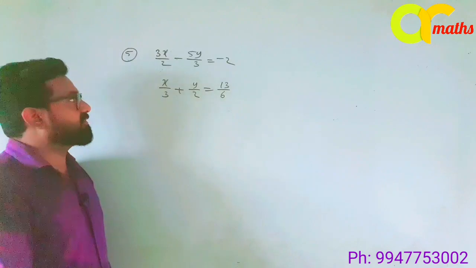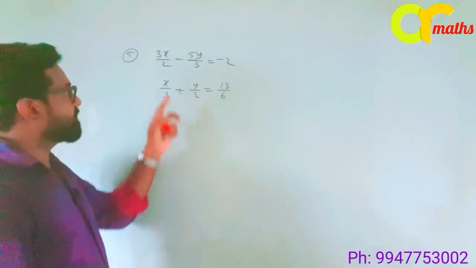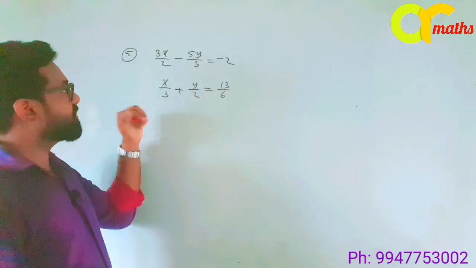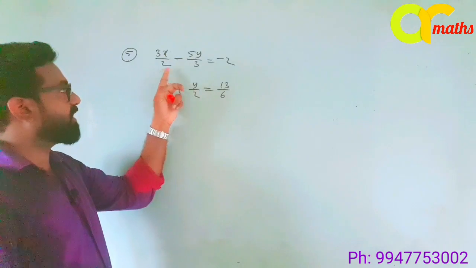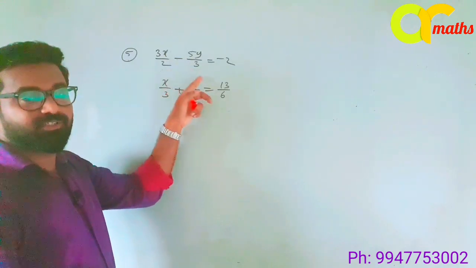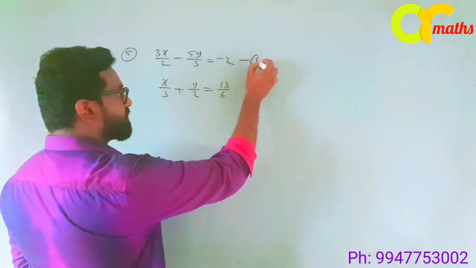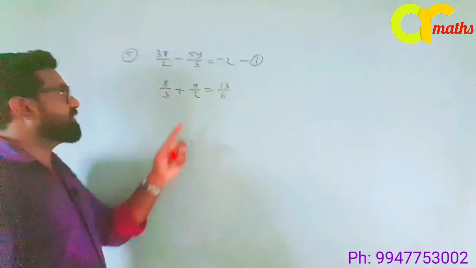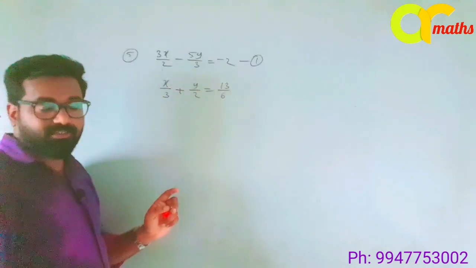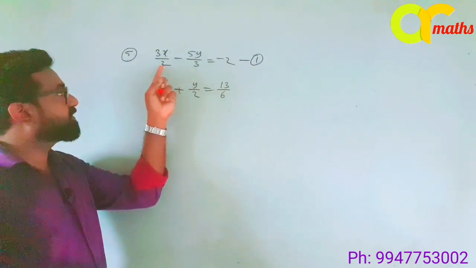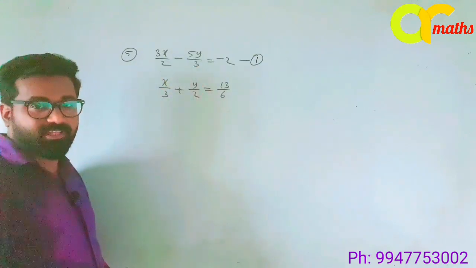In this question these equations are very complicated. Okay, divided by 2, divided by 3. How to cancel divide by 2 and divide by 3? Just multiply by the LCM of 2 and 3. In this equation, just multiply by the LCM of 2 and 3 for cutting 2 and 3. Clear?